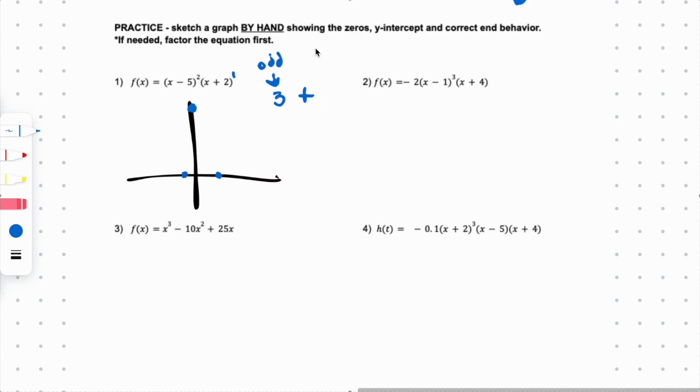So that means we're going to end up going down and then up. So I'm going to graph, I'm going to go down here. And then I know at our zero, at x equals 5, we're going to have a multiplicity of 2 since we're squaring this, which means we're going to bounce. So that's what's going to allow us to go back up here. So let's just connect the dots.